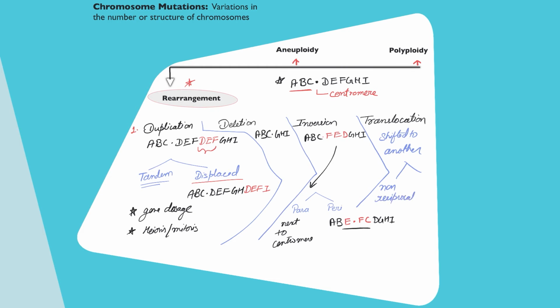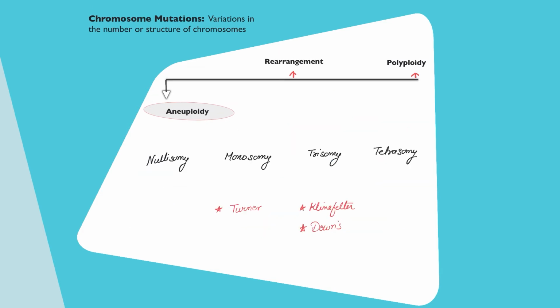So only one chromosome loses a segment and the other gains, or it could be reciprocal. That means they exchange these segments with each other, right? So this is the first type of chromosomal variations that we talk about. Now let us talk about the second type, that is aneuploidy.